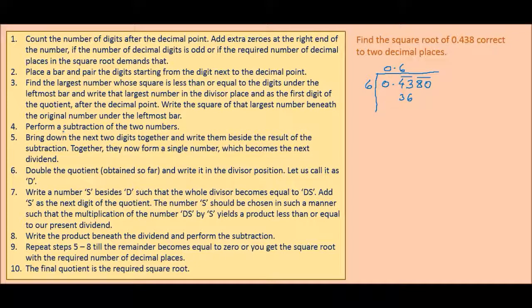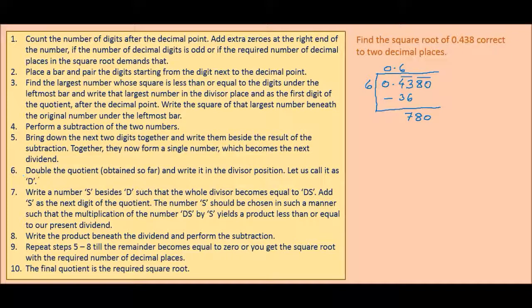Rule number 4: perform a subtraction of the two numbers. 43 minus 36 is 7. Rule number 5: bring down the next two digits together and write them beside the result of the subtraction. We bring down 8 and 0, and we write them beside this 7. Together they now form a single number. Now we have this number as 780, which becomes our next dividend.